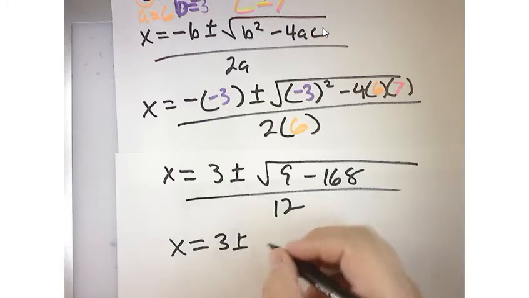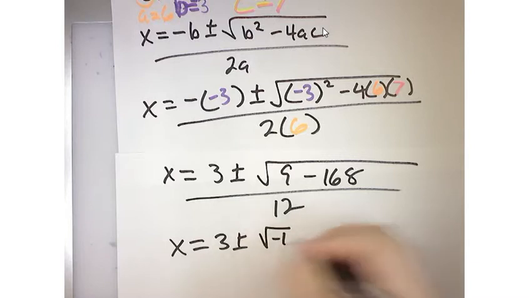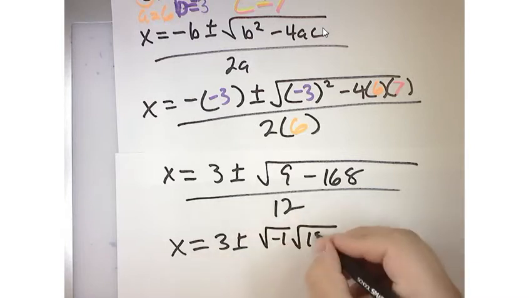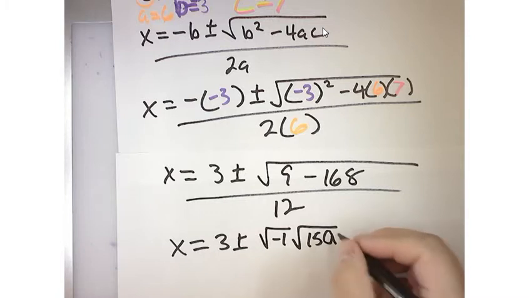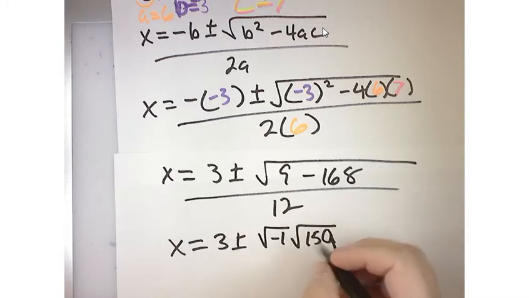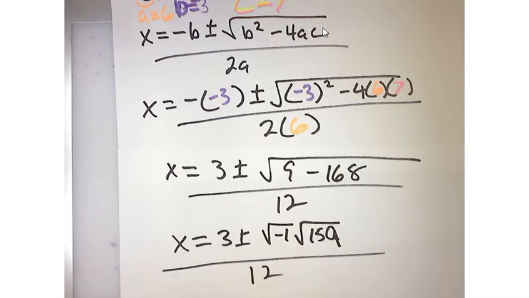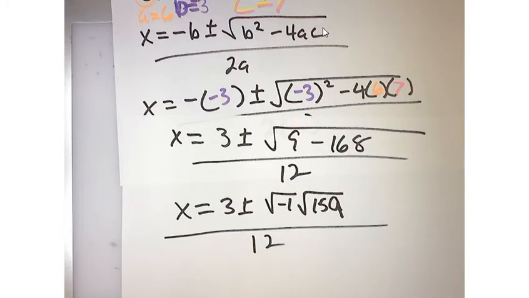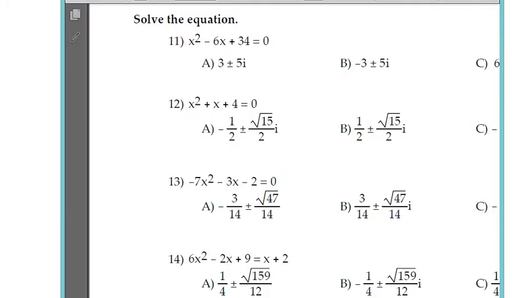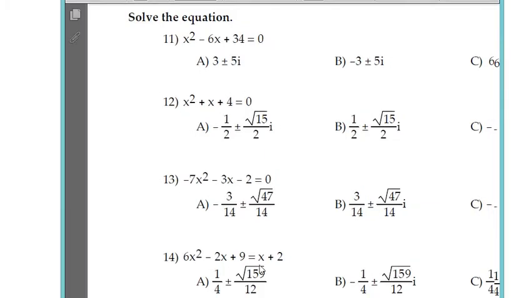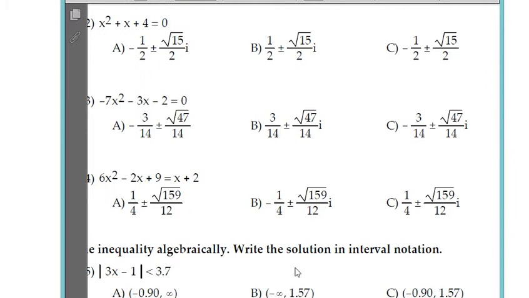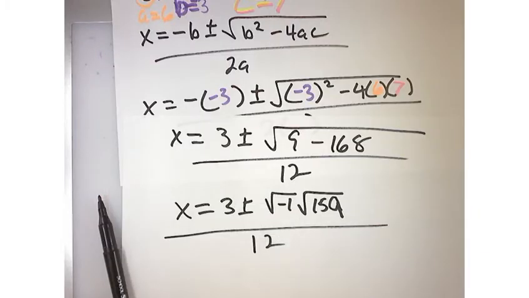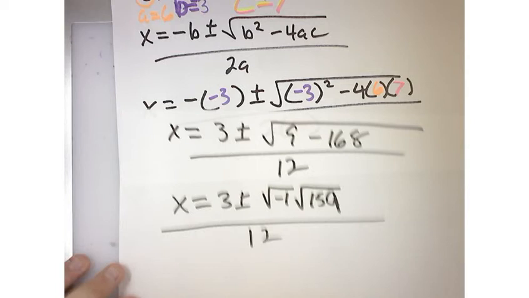All right. So the square root of negative 1 times the square root of 159, all over 12. Okay? So now what? Let's look and see. That seems like a crazy answer, doesn't it? Oh, but you know what? That's part of the solution set. Square root of 159. I'm almost done though. What is the square root of negative 1?